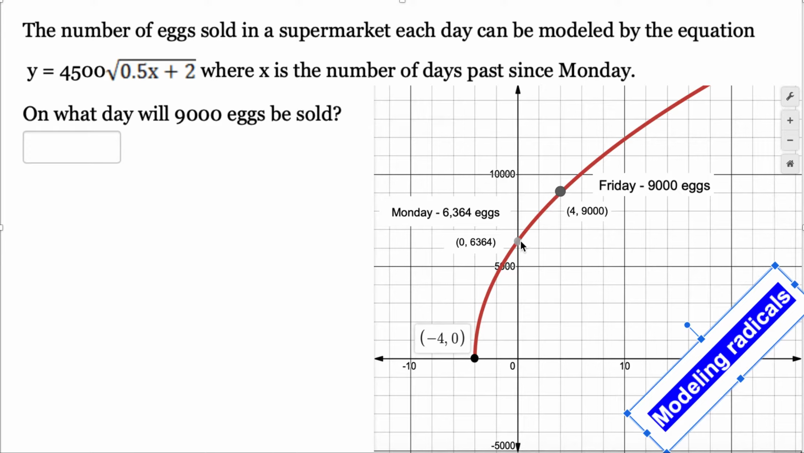On Monday, if you look, it's going to be 0 and 6363 point something, but because x cannot be in decimal points, those are in units, I approximated this number with 6364. So on Monday already 6364 were sold. From Monday, which is 0, let's say 1 is Tuesday, Wednesday is number 2, Thursday is number 3, and number 4 is Friday. So on Friday, 9000 eggs were sold.